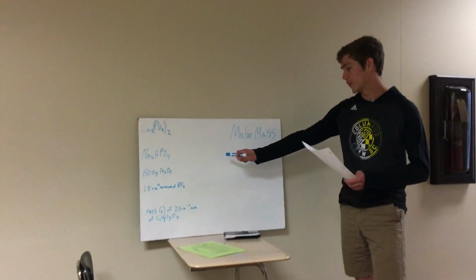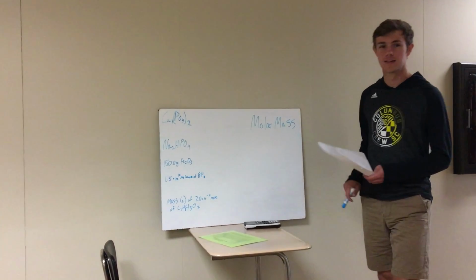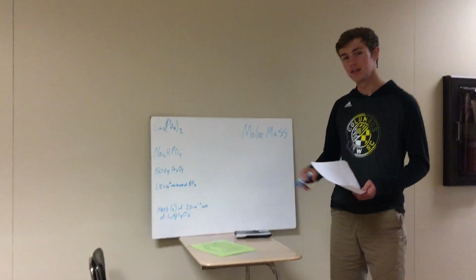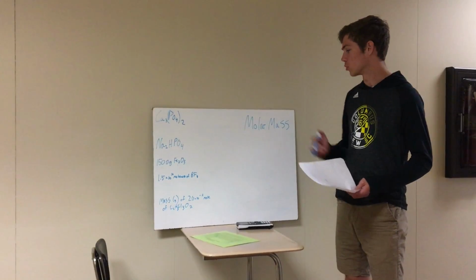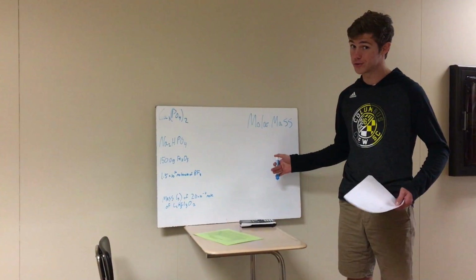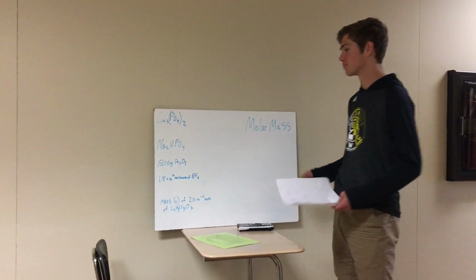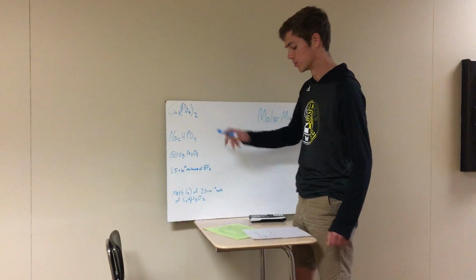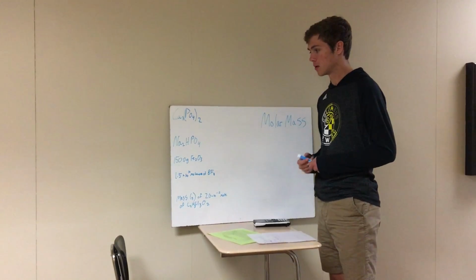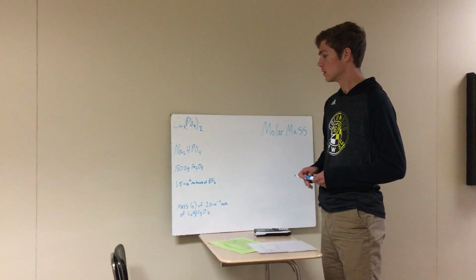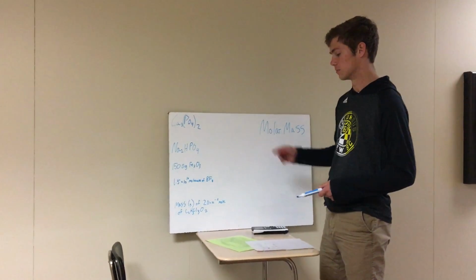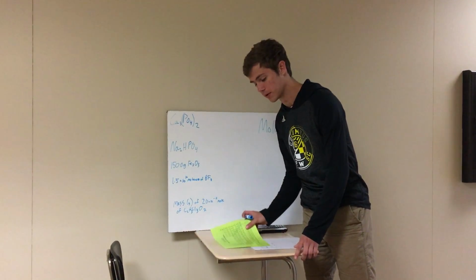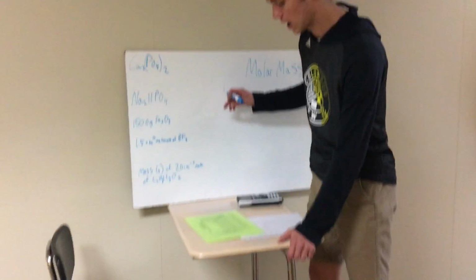Alright, so today we're going to be working with molar mass. We're going to be going from moles to molar mass to moles, and molecules to moles. So today we're going to start out with Ca3(PO4)2. For this first one, it's pretty simple, but I'm just going to list out the molar masses of each element and then explain how to get through it.